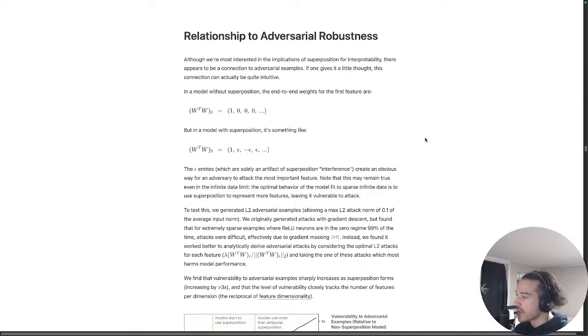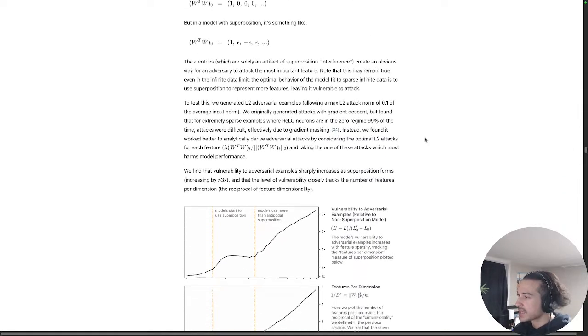Note that this may remain true even in the infinite data limit. The optimal behavior of the model fit to sparse infinite data is to use superposition to represent more features, leaving it vulnerable to attack. To test this, we generated L2 adversarial examples, allowing a max L2 attack norm of 0.1 of the average input norm. We originally generated attacks with gradient descent, but found that for extremely sparse examples where ReLU neurons are in the zero regime 99% of the time, attacks were difficult, effectively due to gradient masking.